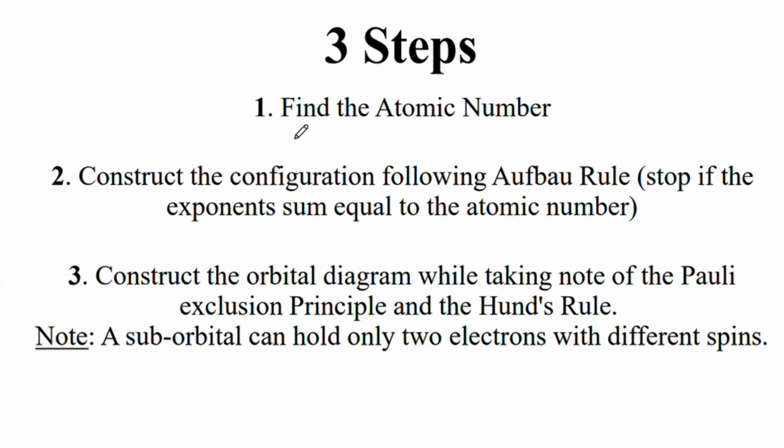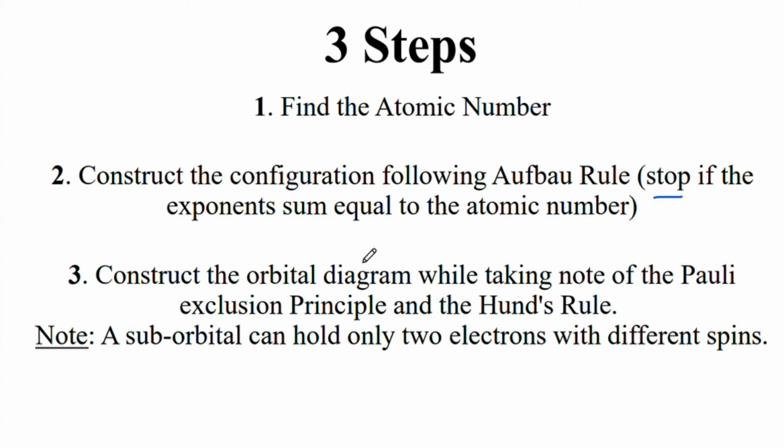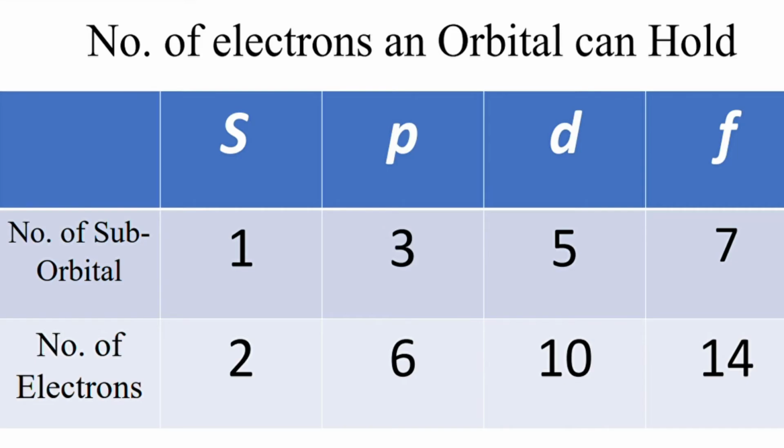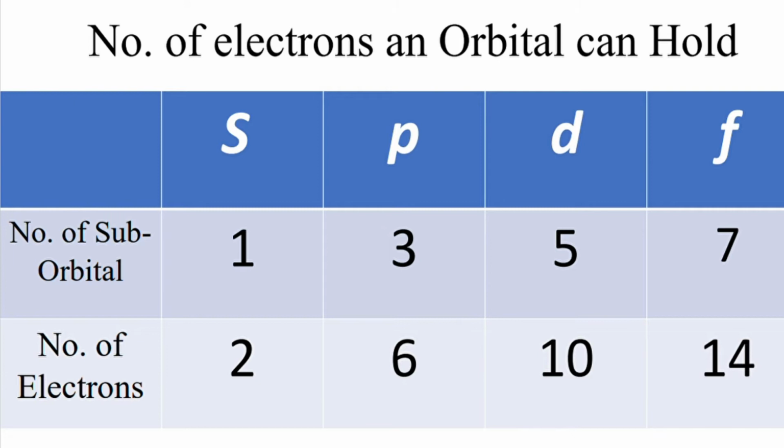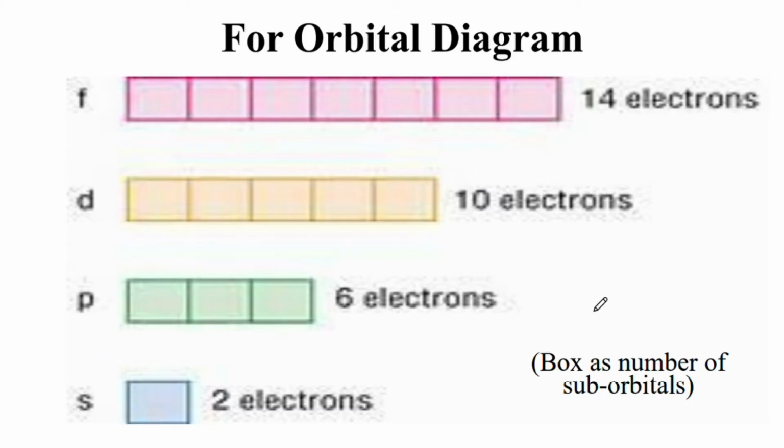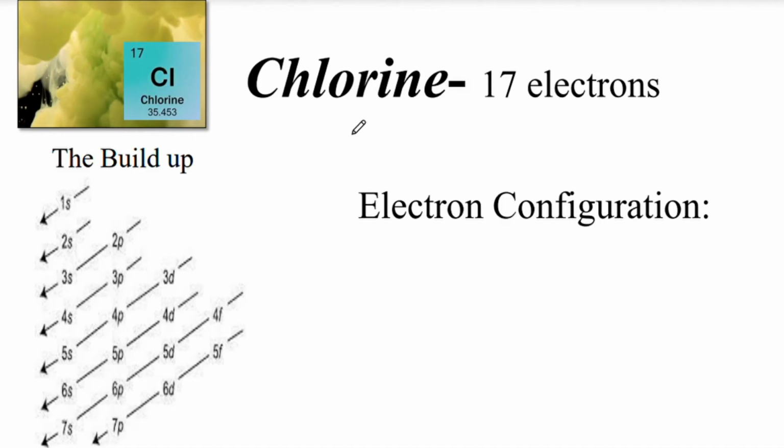And so I'll come up with 3 steps to construct the electron configuration and orbital diagram of any element. Number 1 is to find the atomic number. Second is to construct the configuration following the Aufbau rule, and we need to stop if the exponents' sum is equal to the atomic number. Third is we need to construct the orbital diagram while taking note of the Pauli exclusion principle and Hund's rule. This table will be our guide for the number of suborbitals and number of electrons in the orbitals. The suborbitals in the orbital diagram are usually depicted as doors or windows like this.